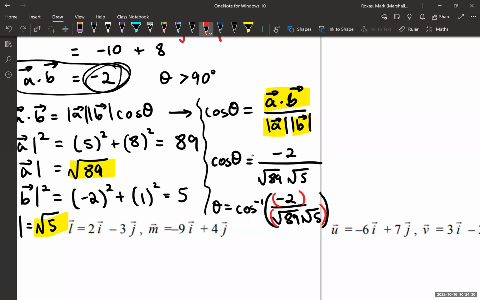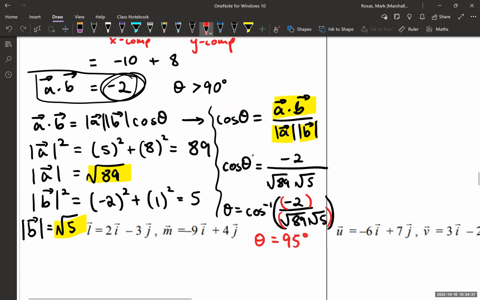We should arrive at 95 degrees. So theta equals 95 degrees, which is what we expected because the dot product is negative, so the angle is greater than 90. Okay, so 95.4 or 44 if you want to be more specific. This is just a rounded number. So there you have it.